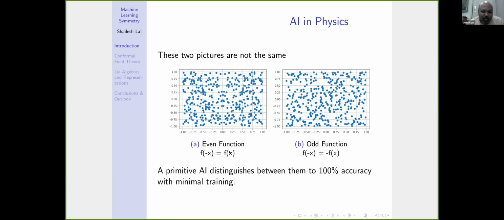And indeed, this point cloud was generated to be an even function, and this was generated to be an odd function. Although to the naked eye, if I took away the grid, there would be very little to differentiate them, a primitive AI is easily able to distinguish between them to 100% accuracy with a very minimal amount of training. So this is the basic motivation behind what I'm going to talk about: there are structures in very simple objects which should be obvious to us but are not, and they're very obvious to AIs.